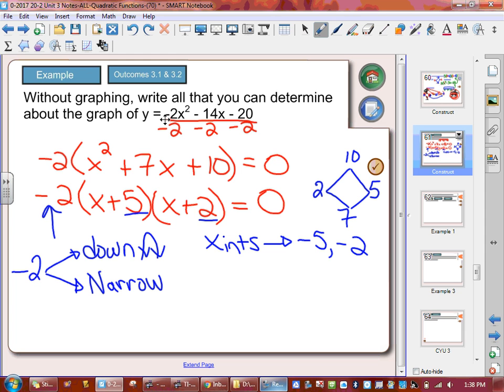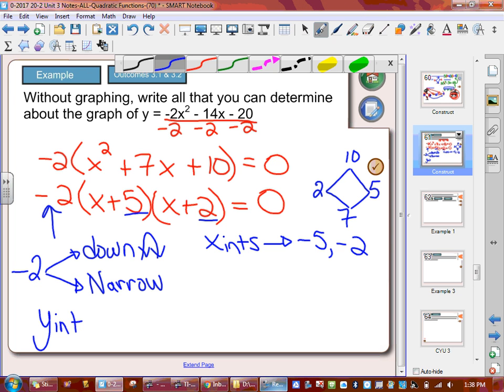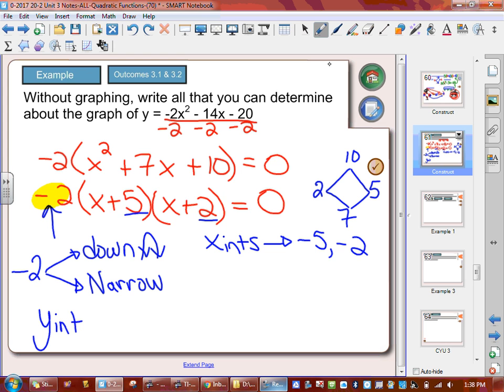Are we able to find the y-intercept? Yes. But we have to do it with BEDMAS. So to find the y-intercept, we multiply every digit we see in factored form. So that means I'm going to take negative 2 times 5 times 2. And that's going to give me my y-intercept. Negative 5 times, negative 2, pardon me.